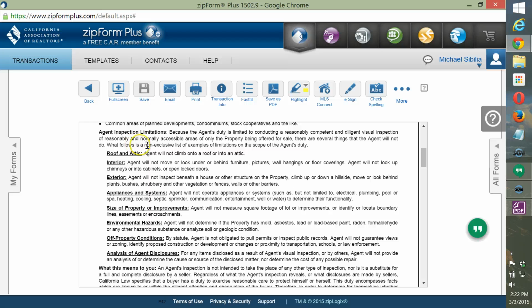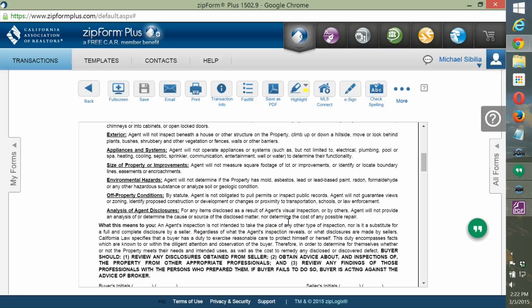And it says you will not climb onto the roof or into an attic. Is that nice to know? Yeah. You will not move or look behind furniture, pictures, wall hangings, or floor covering. You will not look up chimneys or into cabinets or open locked doors. You're not going to inspect beneath a house. You're not going to operate appliances. That's what the property inspector does. Environment, you're not going to look for asbestos and all this other kind of stuff.